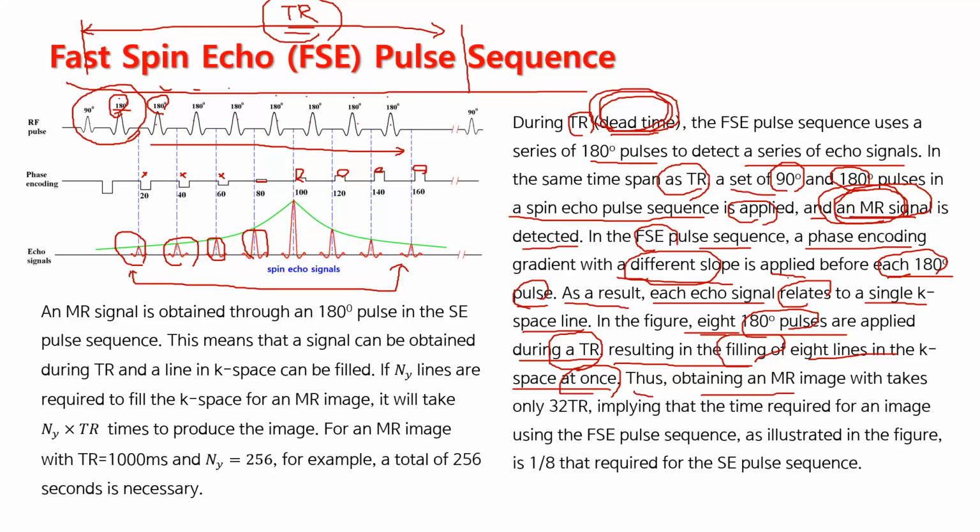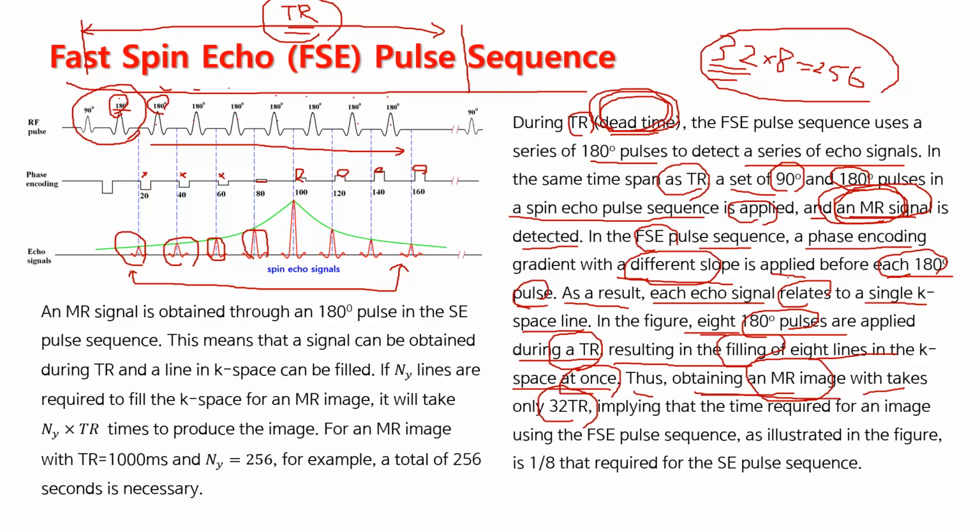Thus, obtaining an MR image takes only 32 TR. So 32 times, at each step, we can get 8 MR signals. So if we do the 32 process, we can get 256 signals, which can fill the K space for an MR image.